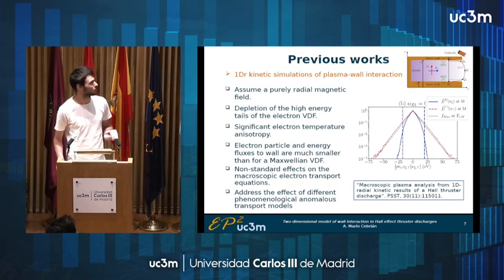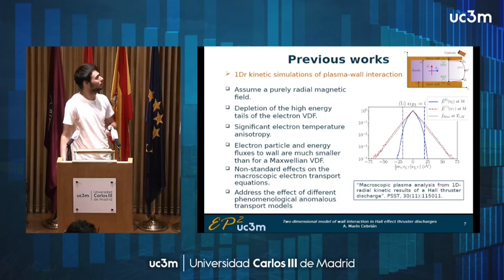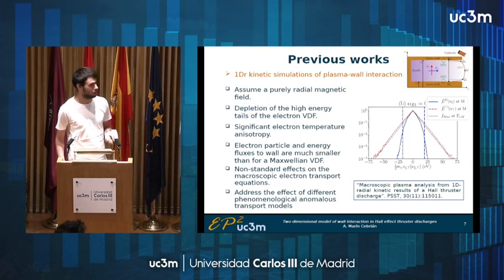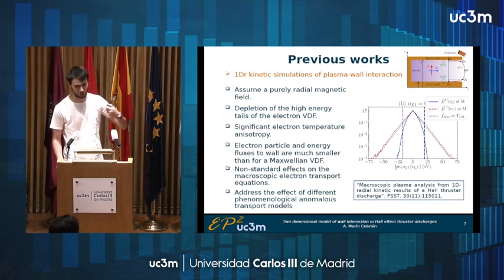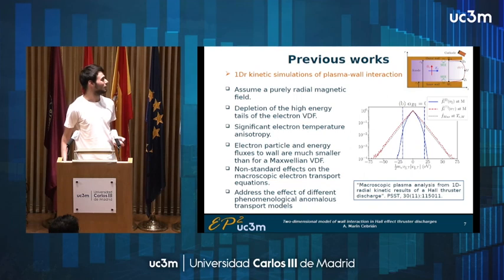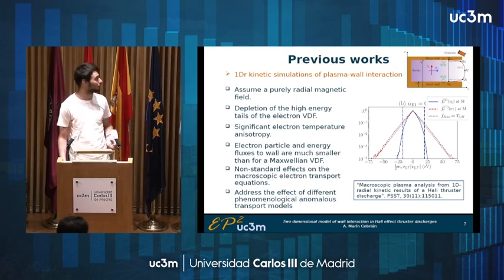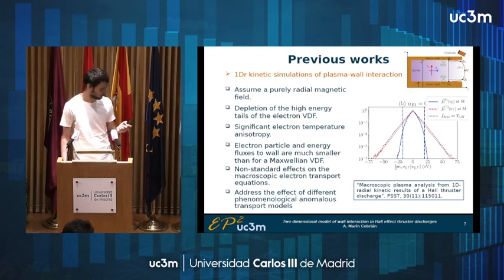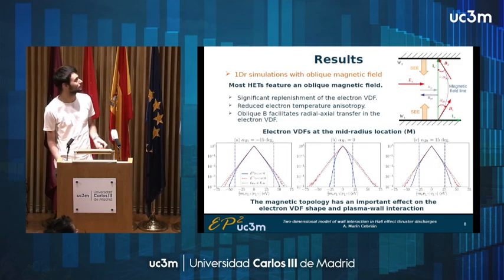Furthermore, we also found that the particle energy fluxes to the wall do not follow those predicted by the Maxwellian velocity distribution function, which is what classic theory uses. We also discovered some non-standard effects on the macroscopic electron transport equations, which I'm not going to go into much detail about, but which also add some additional complexity to the problem. And we also addressed the effect of different phenomenological anomalous transport models in this discharge.